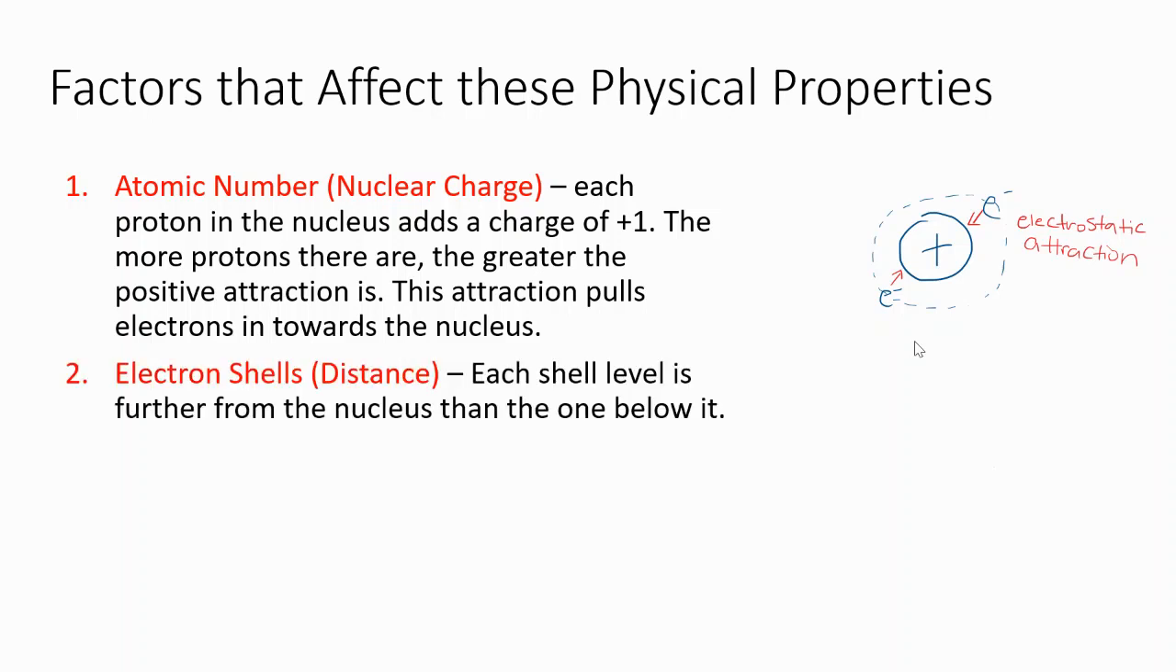The second factor is the electron shells, or the distance between electrons and the nucleus. Each shell level is further from the nucleus than the one below it. You can see that here in this diagram.